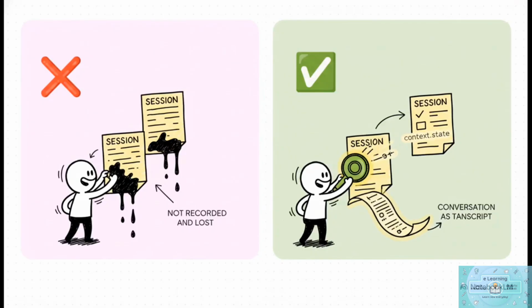Let's break that down. On the left, you see the wrong way, just reaching in and changing the session directly. If you do this, the change is basically off the books. It's not logged, it's not recorded as part of the conversation, and it's going to get lost. On the right, you see the correct way, using the proper context.state method. When you do it this way, the change is officially recorded as an event in the conversation transcript. That means it can be saved, it can be recovered, and it's a permanent part of the record.